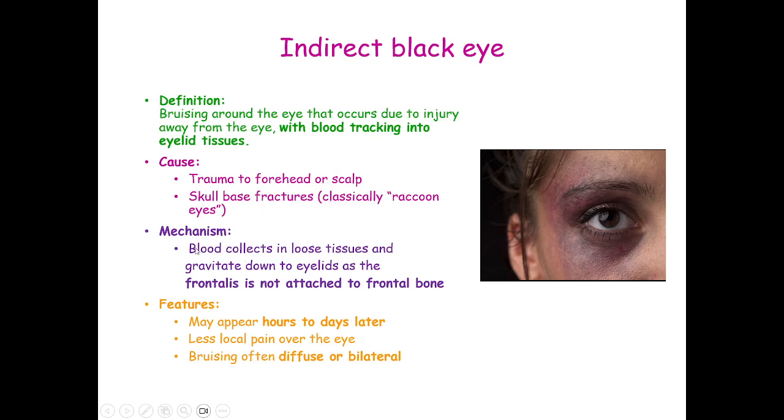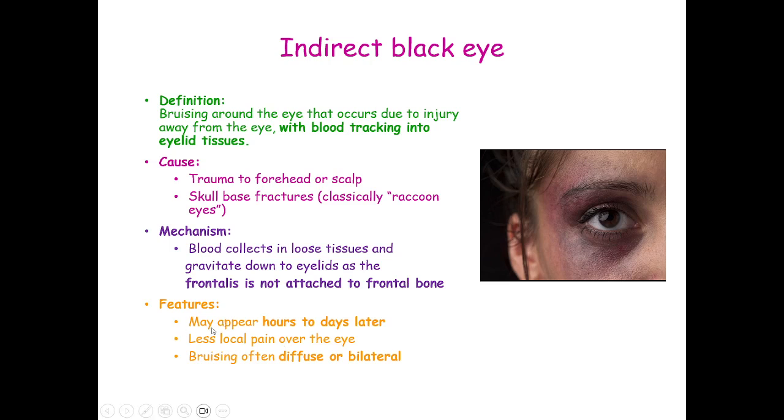What is the mechanism of formation of this? Blood collects into the loose tissue and it gravitates down to the eyelids as the frontalis is not attached to the frontal bone. So there is a gap present between the frontal bone and the frontalis muscle through which the blood is trickling down.